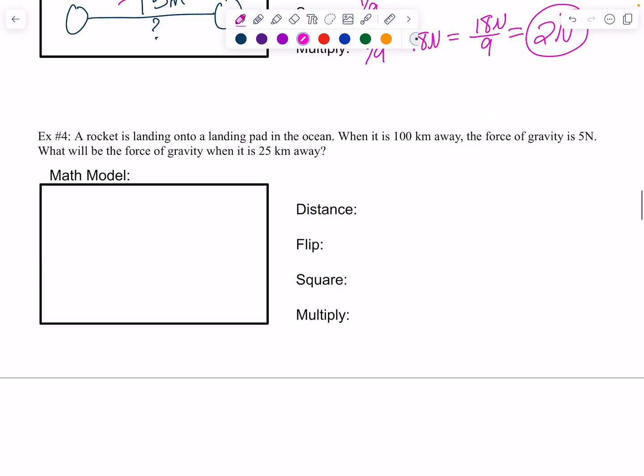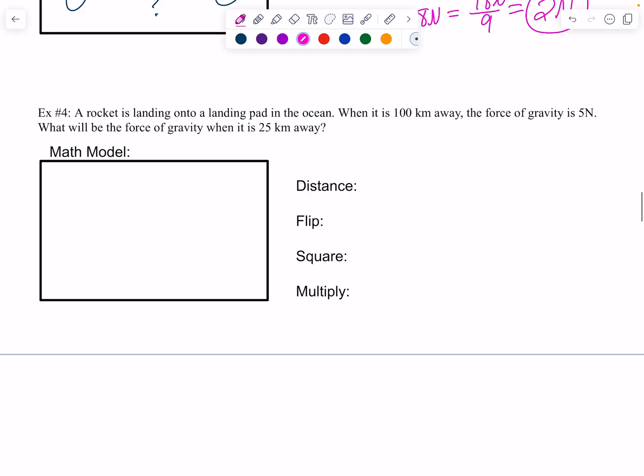A rocket is landing on a landing pad in the ocean. When it is 100 kilometers away, so there's the first number, the force of gravity is 5n. What will be the force of gravity when it's 25 kilometers away? So when they're landing those, they got to know what the force of gravity is so they know how much to fire off those rockets.